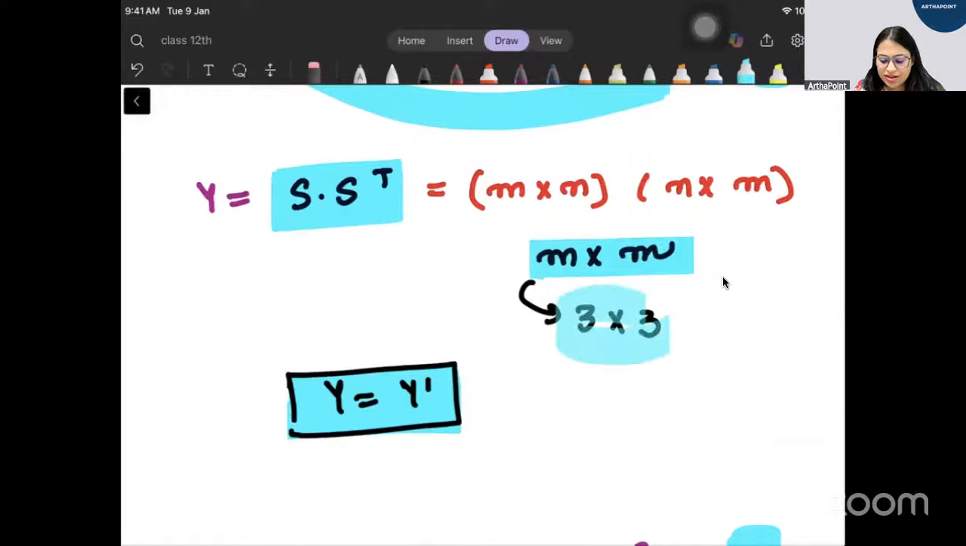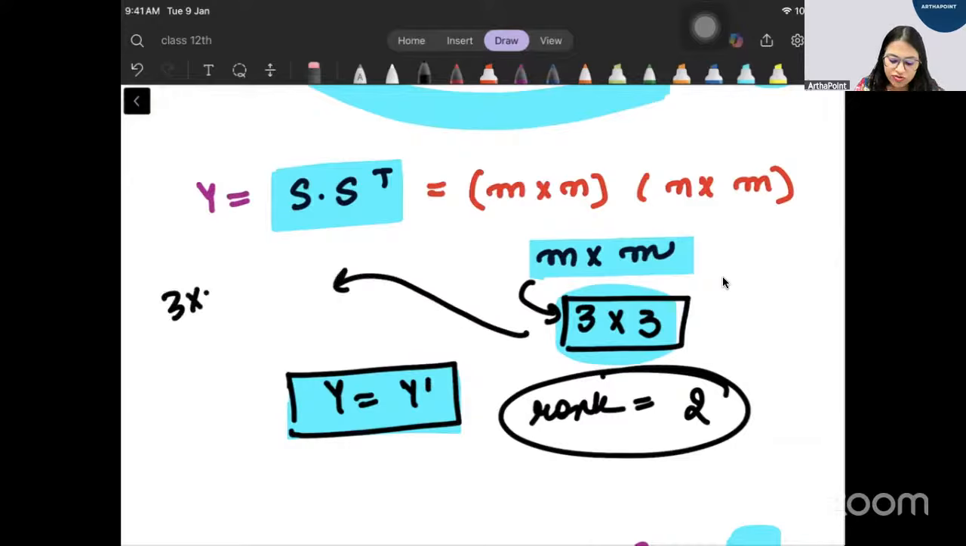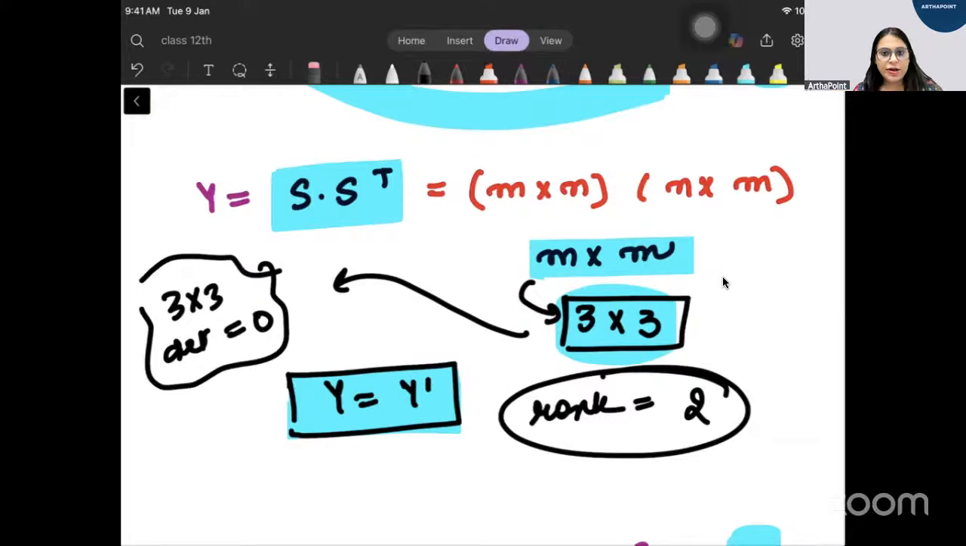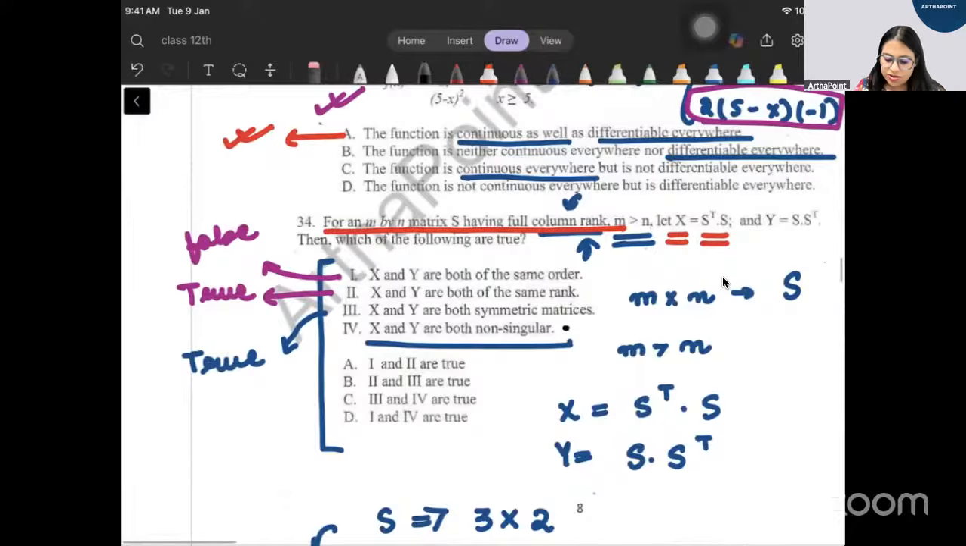So when it was a 3 cross 3 matrix, I am telling you its rank will be 2. If its rank is 2 but it is a 3 cross 3 matrix, that means the determinant would have been 0. That is why we went to 2 cross 2, that is why the rank would have been 2. So it means this would turn out to be a singular matrix. Y will turn out to be a singular matrix. So this is a false statement that both are non-singular.